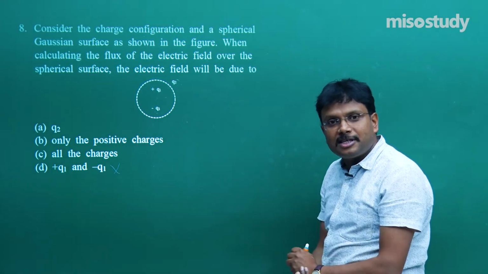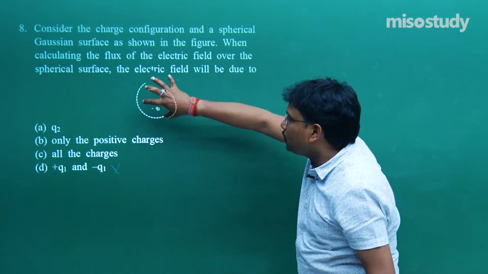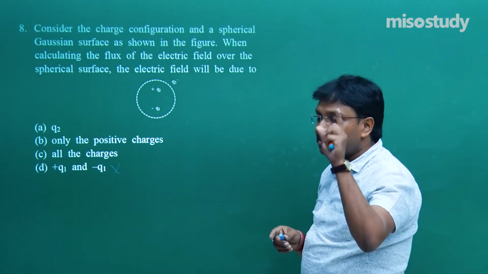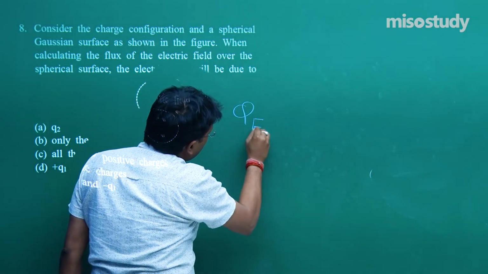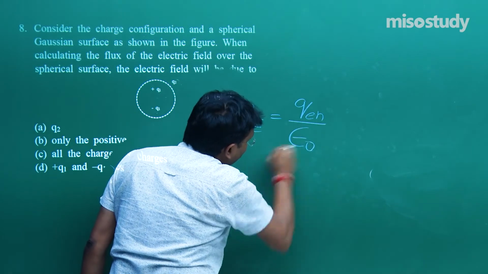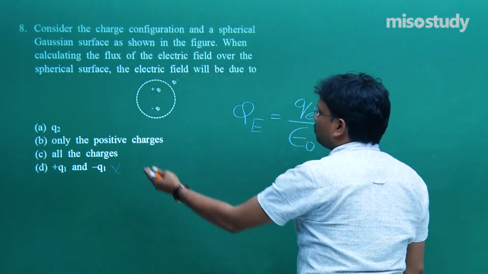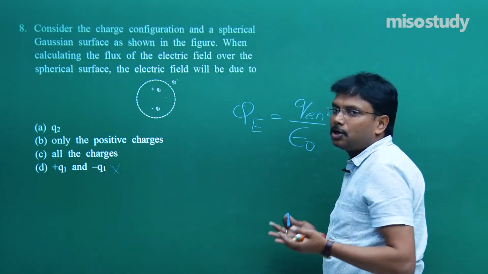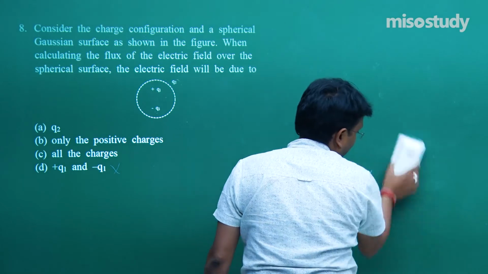Because what is the basic statement of Gauss's law? The basic statement of Gauss's law is total enclosed charge. Let me write down the formula. That was phi E is equal to Q enclosed upon epsilon naught. So when Q2 is not enclosed, Q2 is totally meaningless for us. Okay, let's move ahead.